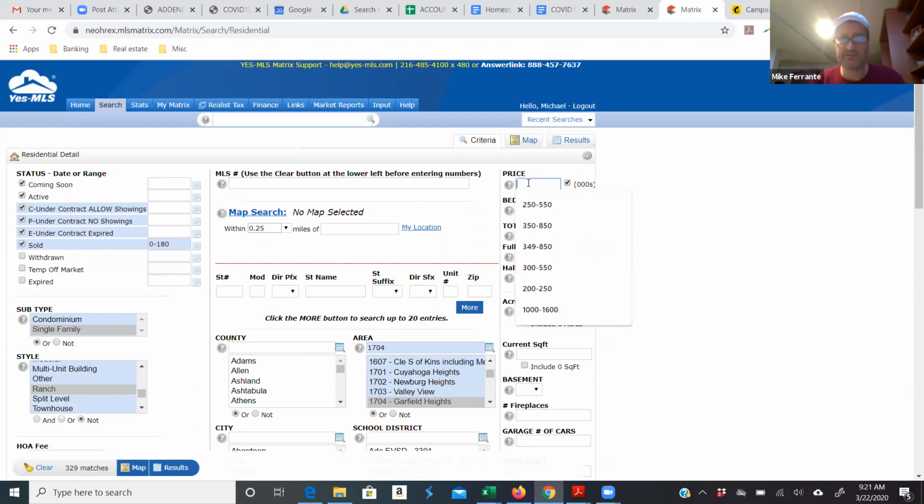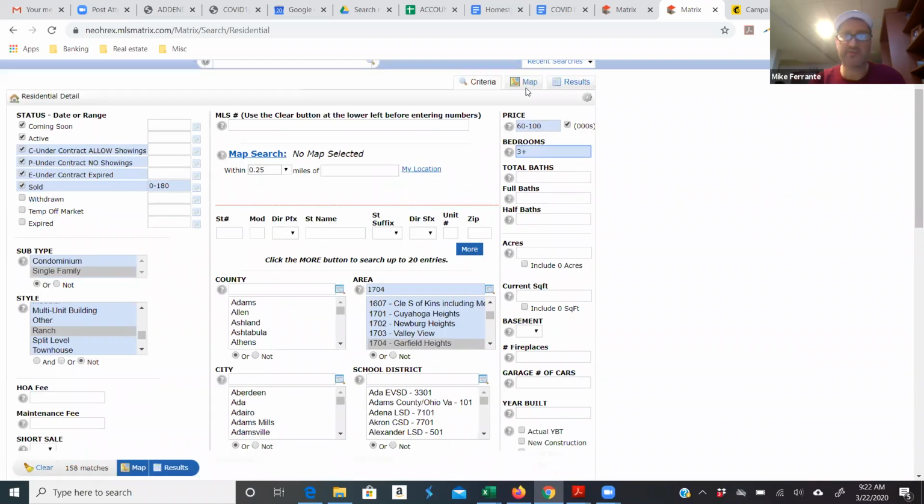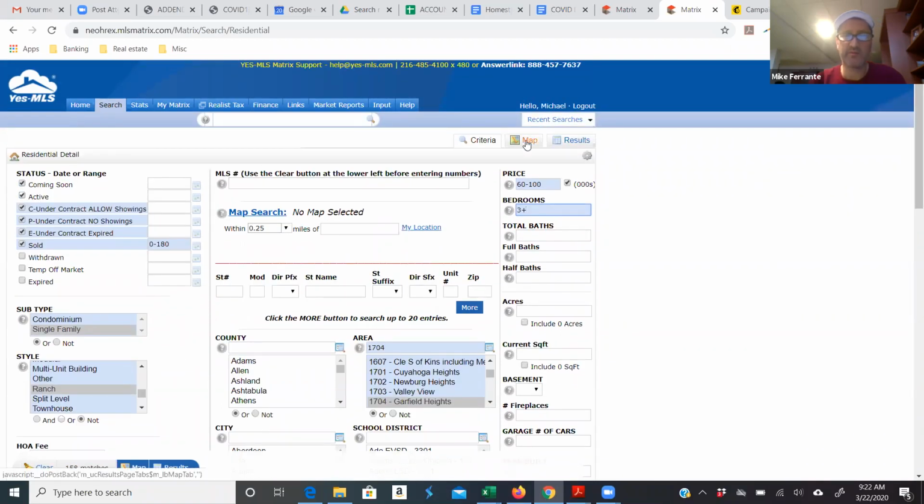I know what price range I'm going to be in, so when I already know the price range, I'll start narrowing it down right away. Like I know this thing's going to be at least 60, and let's go all the way up to 100 just to see what's going on. I want to make sure I'm comparing to 3 bedrooms or more. And because Garfield's going to have a lot of hits, you can see 158 matches. Actually, let's just do solds because there's going to be so many. So now we're down to 84 matches.